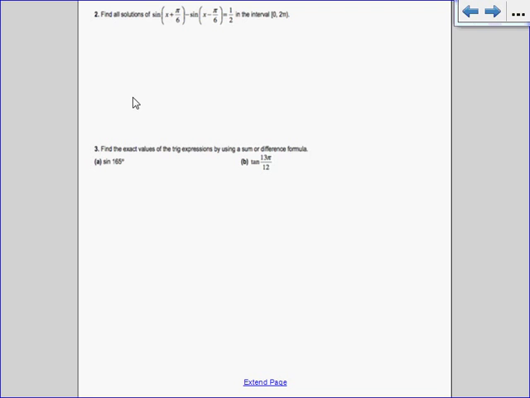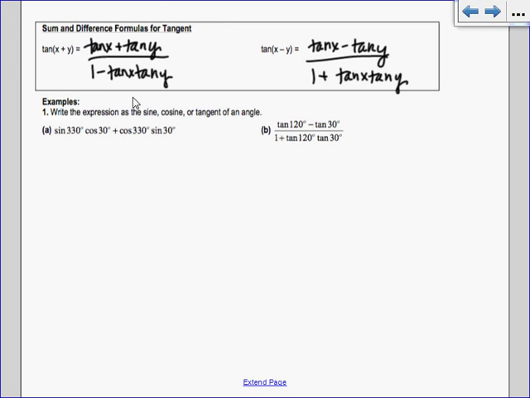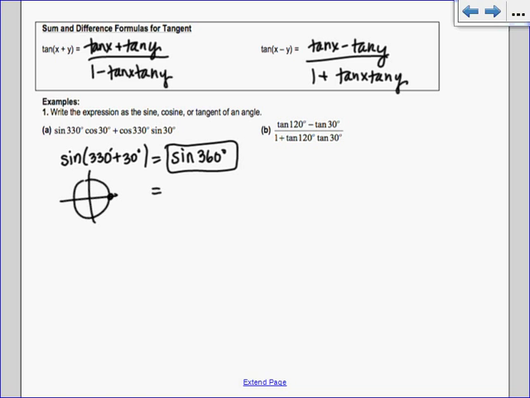So we're going to have the sine of 330 plus 30, which gives us the sine of 360. Okay, and that's what I want. So when I say write the expression as the sine, cosine, or tangent of an angle, that's what I wanted, sine of some angle. Okay, if you want to find actually what that is, remember 330 degrees is here, so the sine value is 0. So you could do that as well.